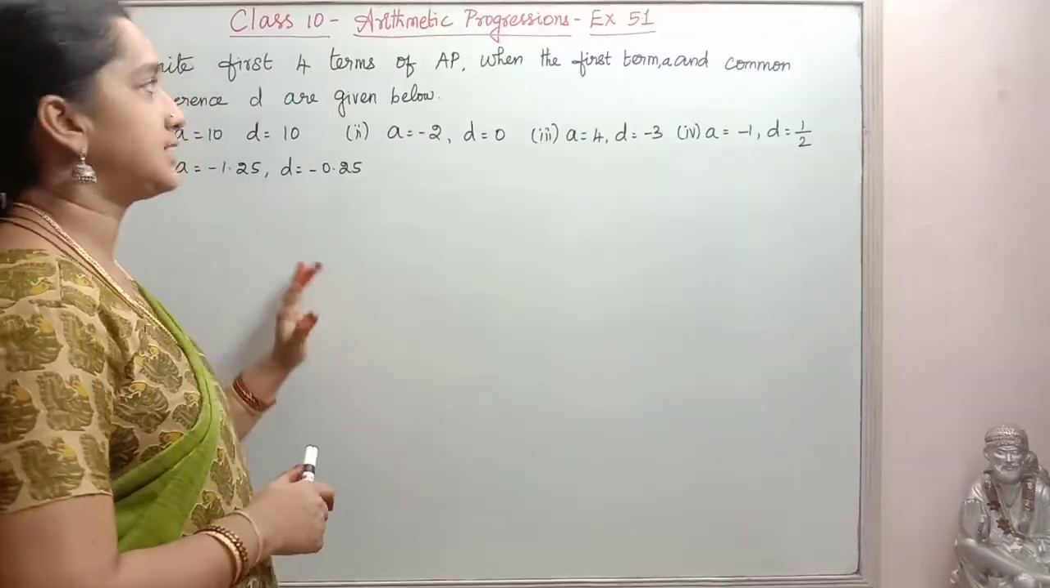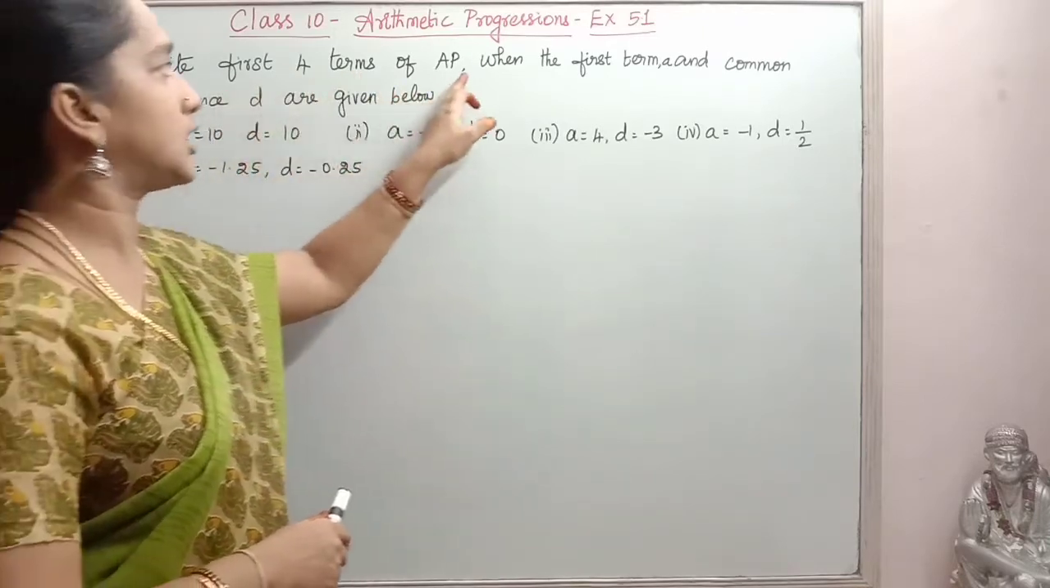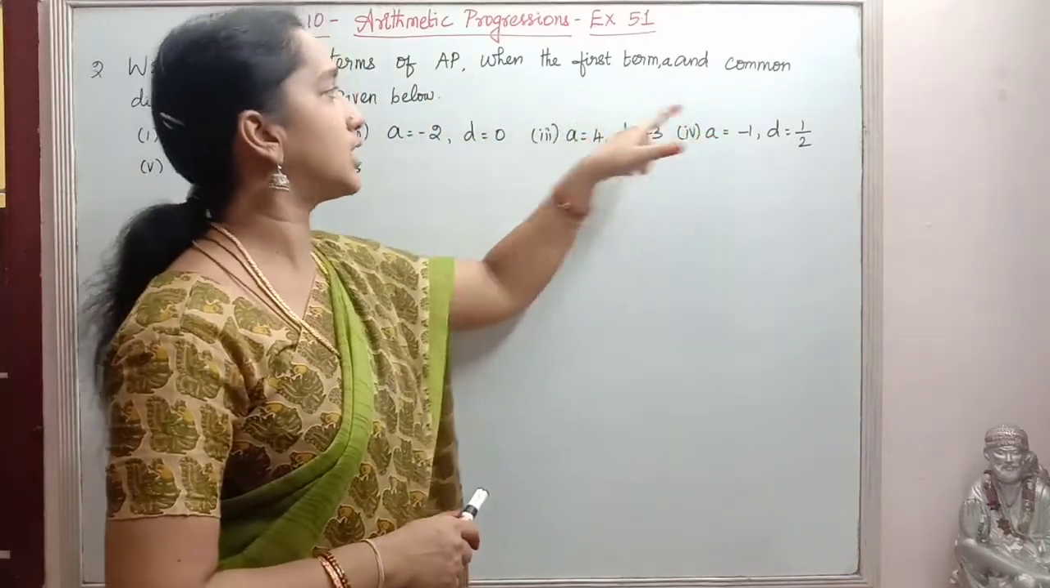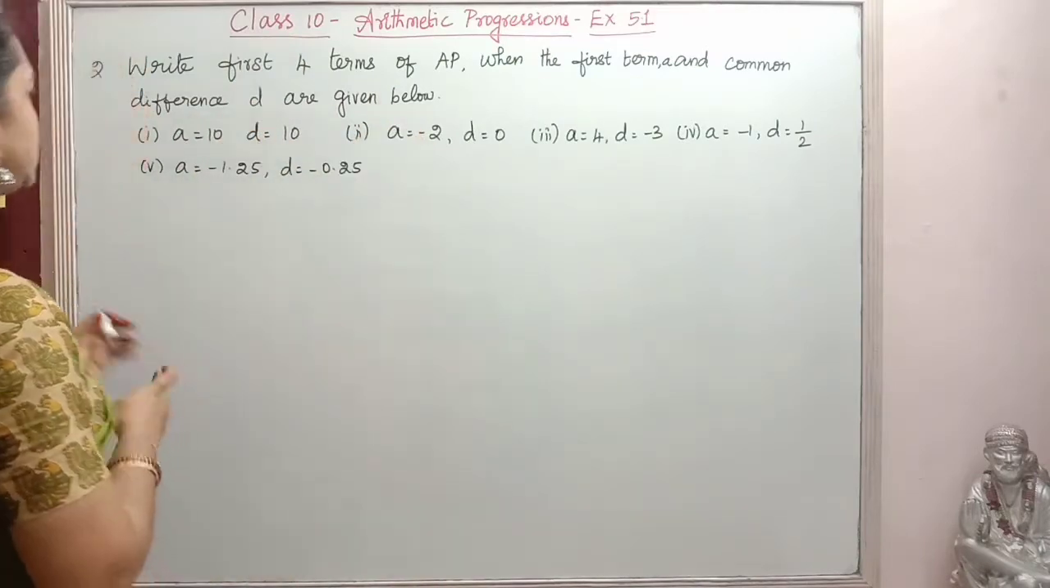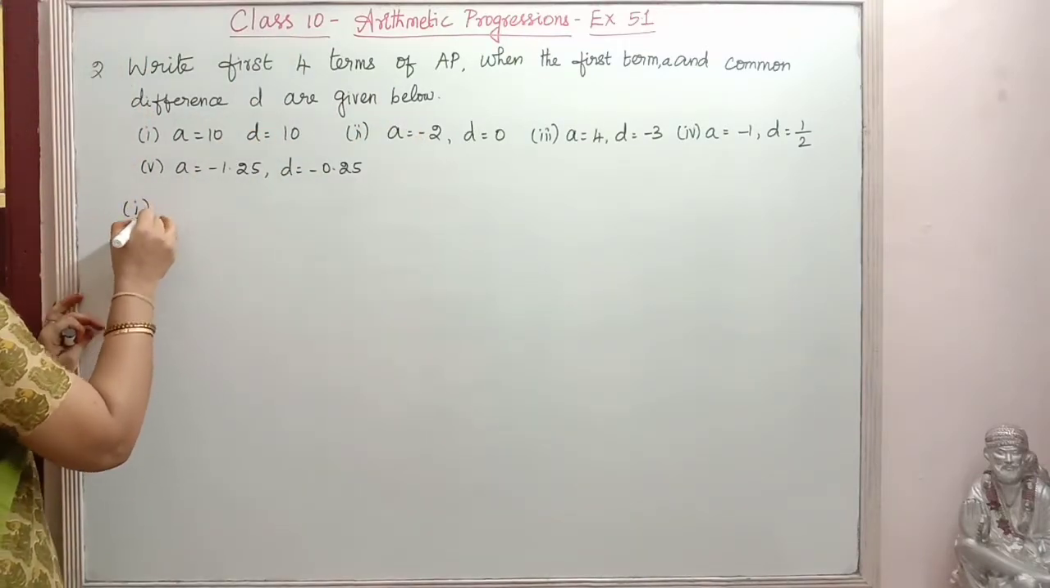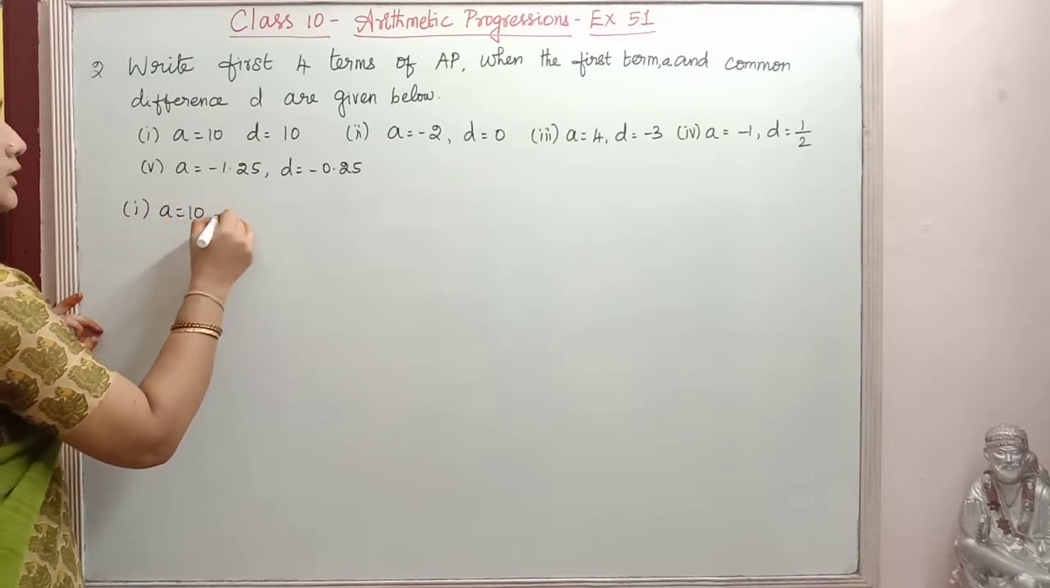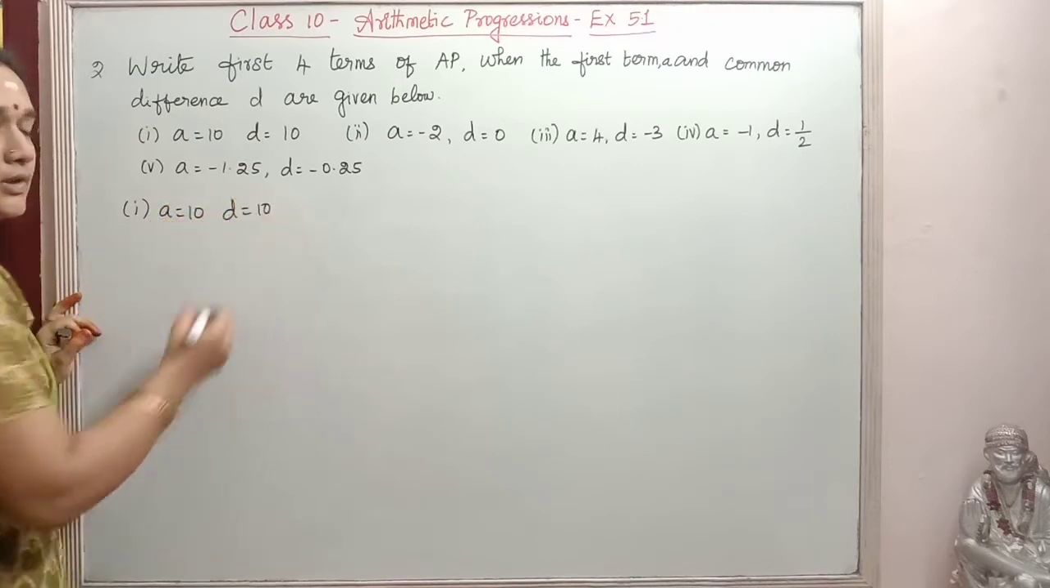Next sum is, write the first 4 terms of the AP when the first term and the common difference are given below. Okay, so the first one is A is equal to 10 and D is equal to 10.